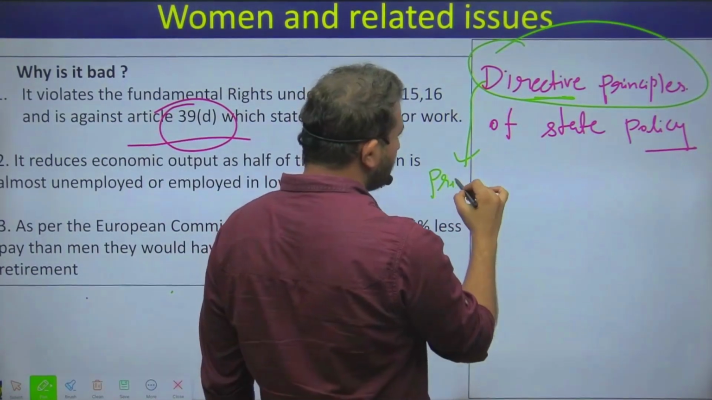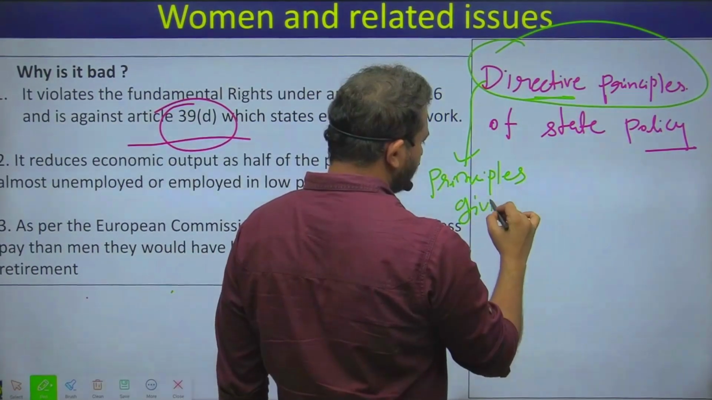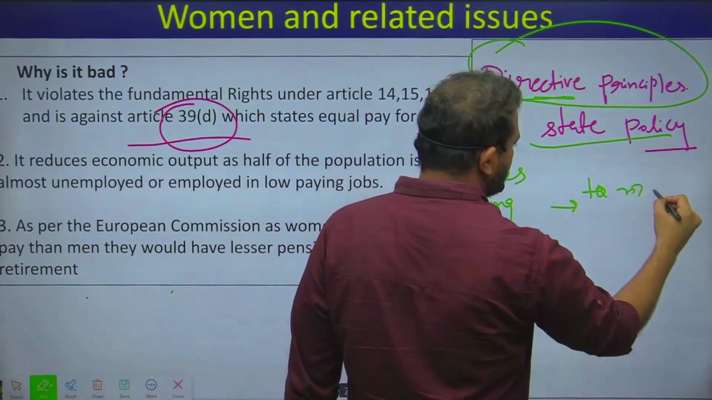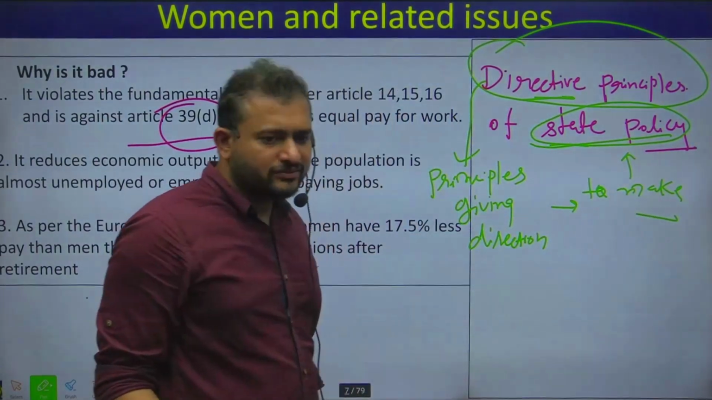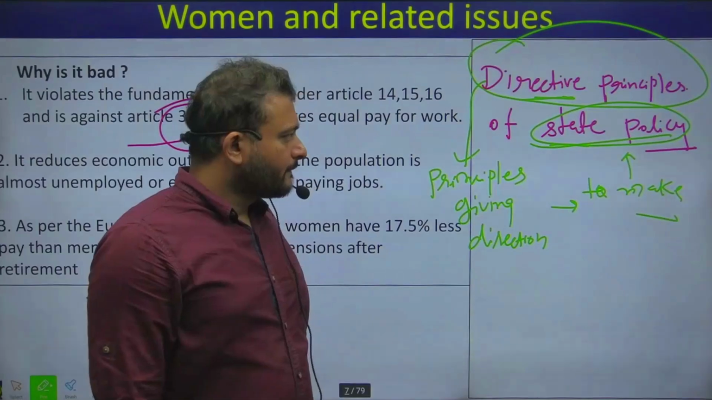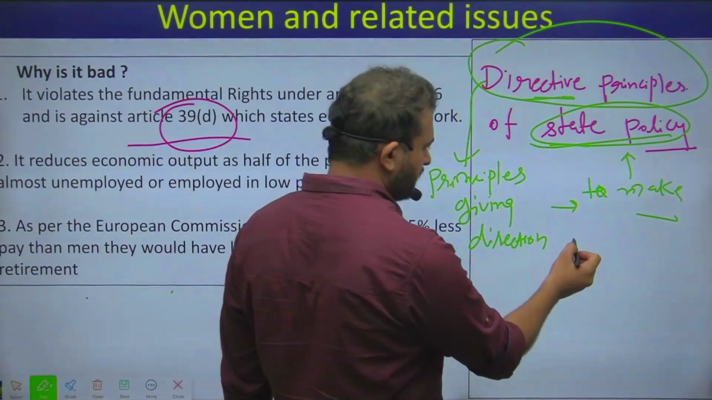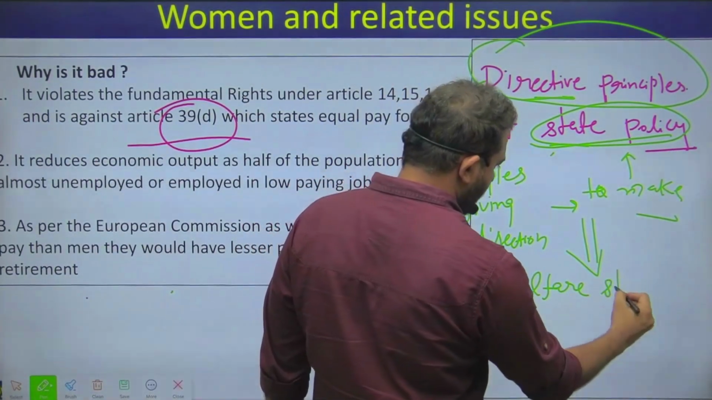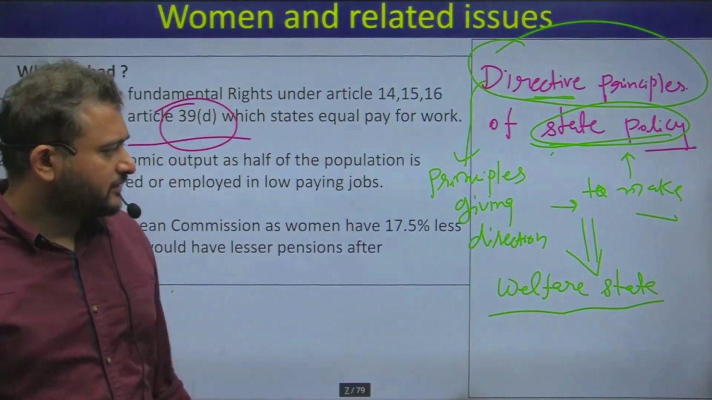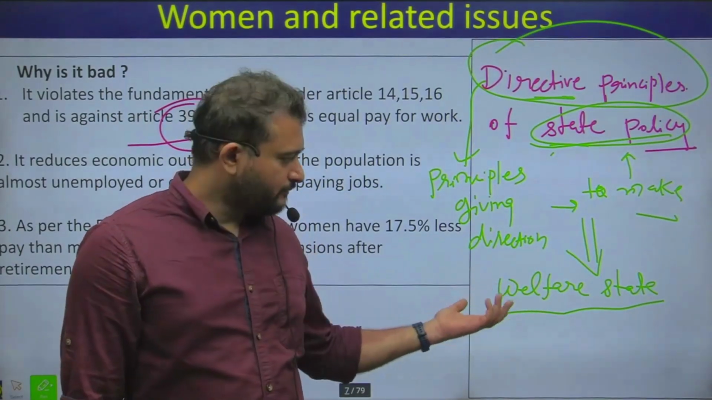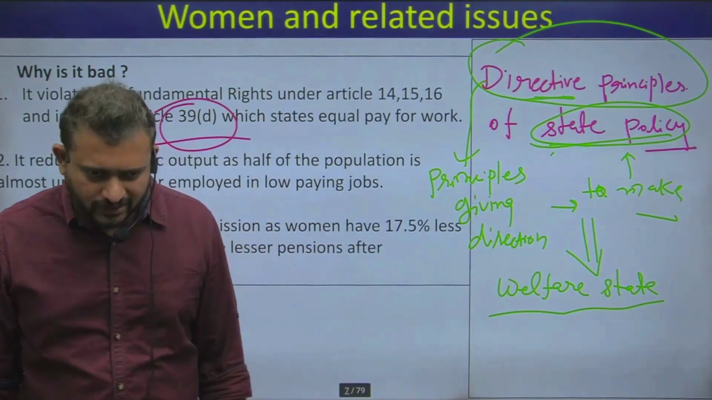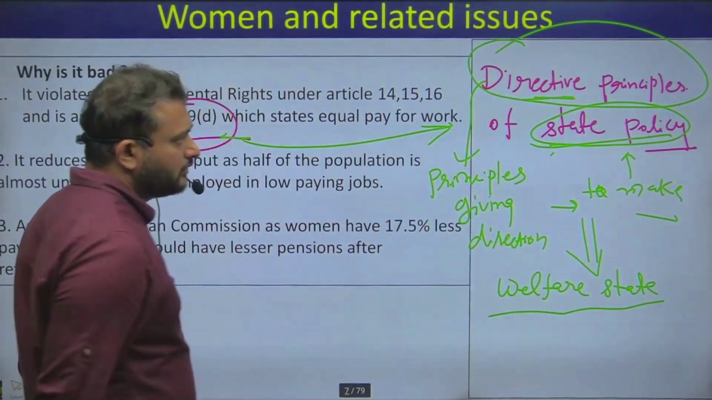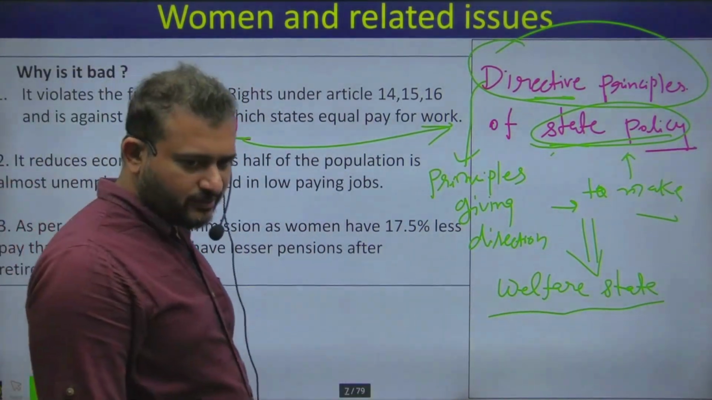Principles which are giving direction for what? To make state policy. That is the meaning of Directive Principles of State Policy. So actually, from state policy, what do we want? We are trying to make a welfare state. A welfare state means the state which works for the betterment or welfare of the society. So 39D is an article mentioned in Part 4, in the directive principles.